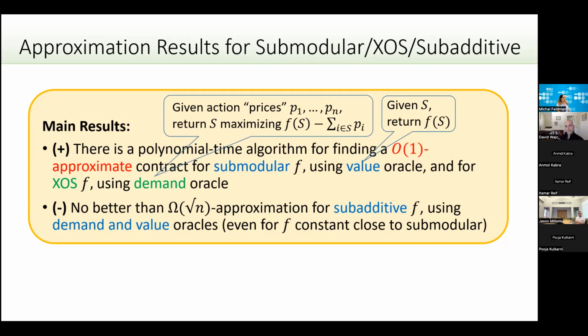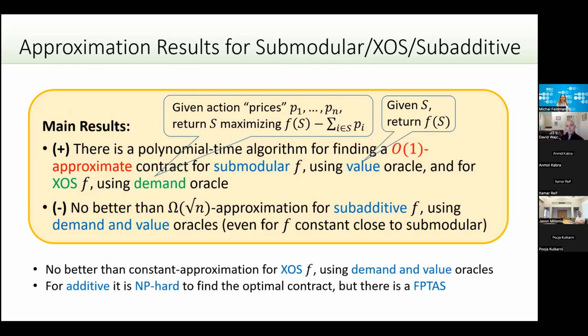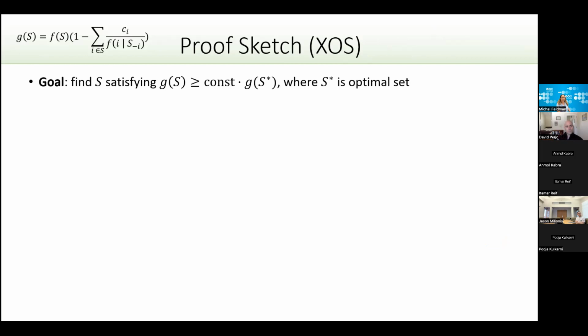You may wonder, why do I go to approximation? What about maybe optimal contract? Well, even for additive F, this problem is NP hard. So for additive, it is NP hard to find the optimal contract, but we have an FPTAS. And constant approximation is all we can hope for XOS functions. Okay, so these are the two main results.